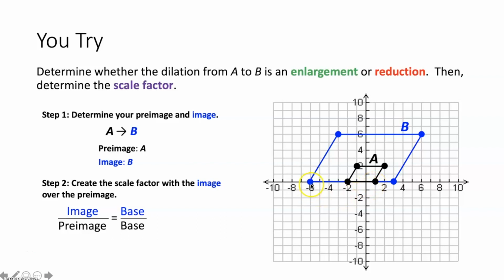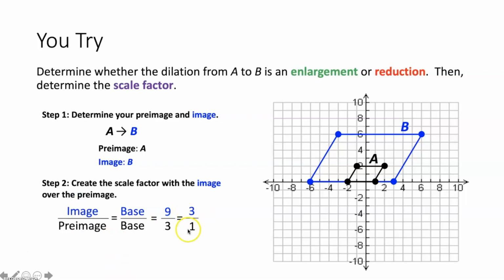So how do we do that? Well, since they're horizontal lines, we can just count the distance between each of these points, and that would be the length of this side. So in our image, our length of our base would be 1, 2, 3, 4, 5, 6, 7, 8, 9 units. In our pre-image, the length of our base would be 1, 2, 3 units, meaning our scale factor of dilation would be 9 over 3, which simplifies down to 3 over 1, or just 3.